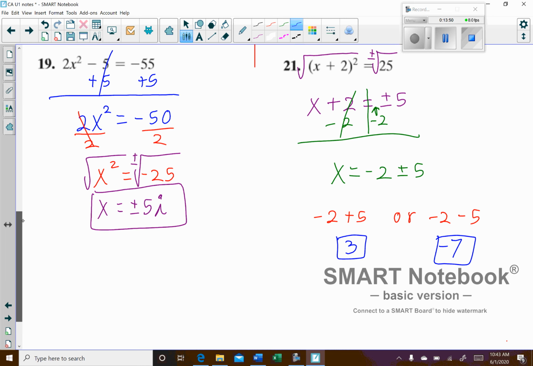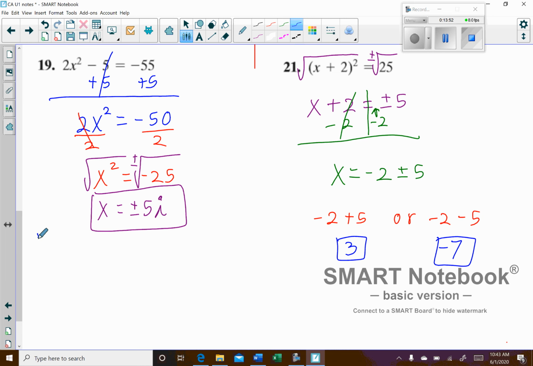And if you were to go back up here, you would see that those would work. If you plug in a 3, 3 plus 2 is 5. 5 squared is 25. If you plug in a negative 7, you'd get negative 5. And then when you square it, it does become 25. So both of those answers are correct. All right. Let's go ahead and look at a couple more of these.